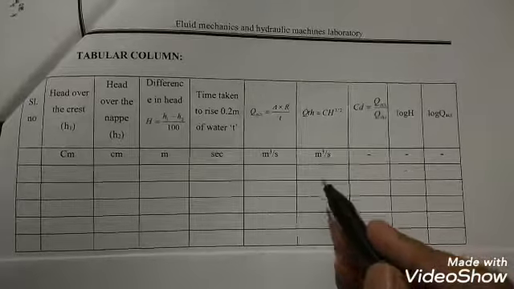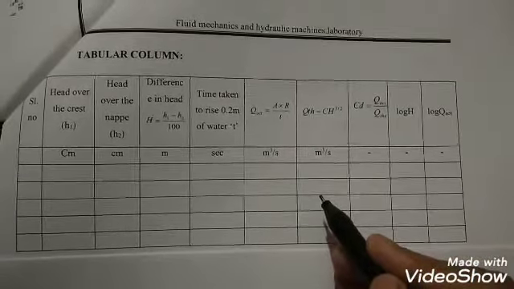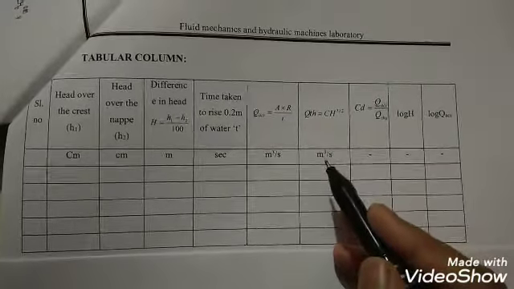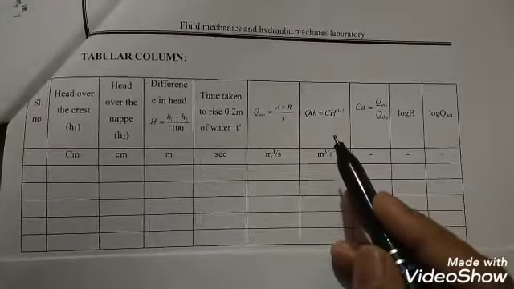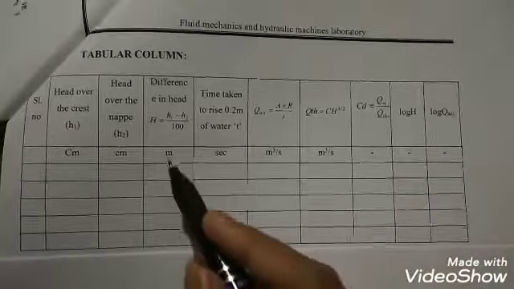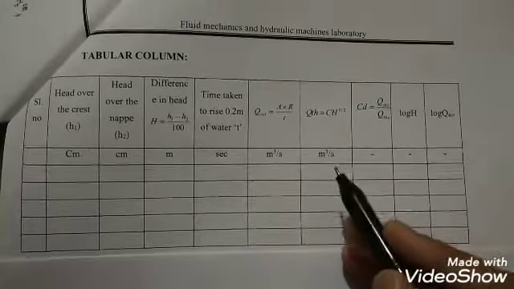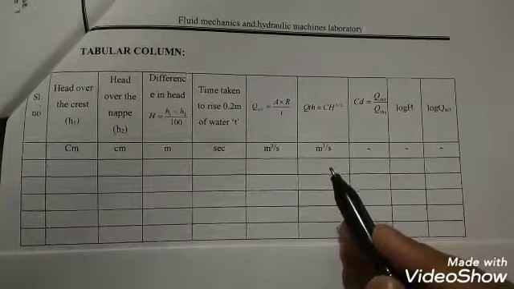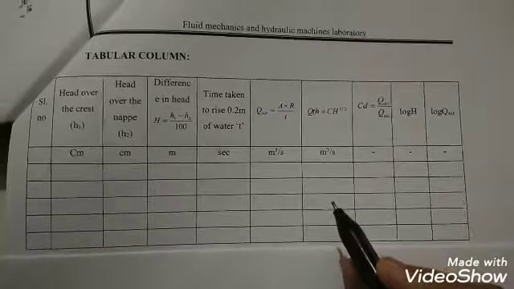Next one column it is regarding the Q theoretical. Q theoretical it is nothing but C into H raised to 3 by 2. So in the observation, I have given the formula for the C. So you can calculate that value C and substitute here. H it is there in the previous column, difference in the head. Okay, so you can use that value for the different trials, and you can calculate the value of Q theoretical in terms of meter cube per second.